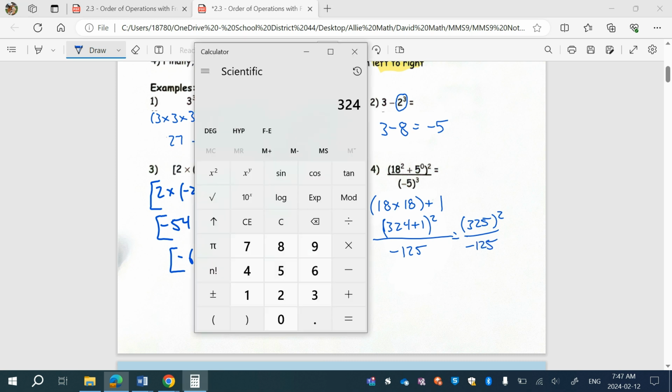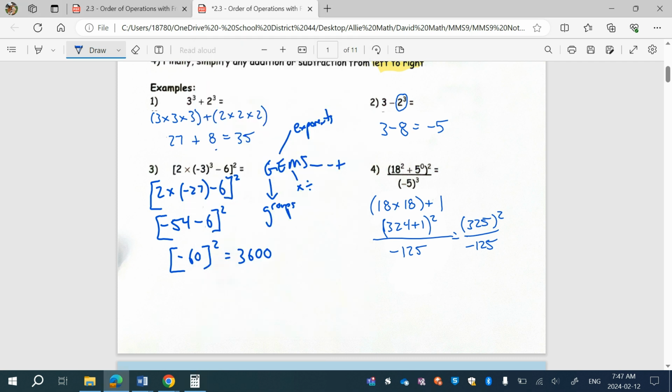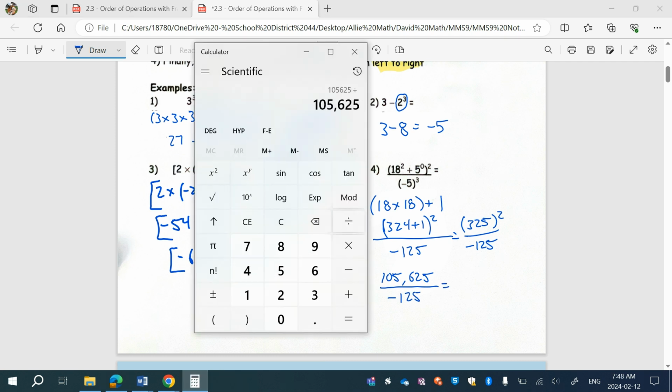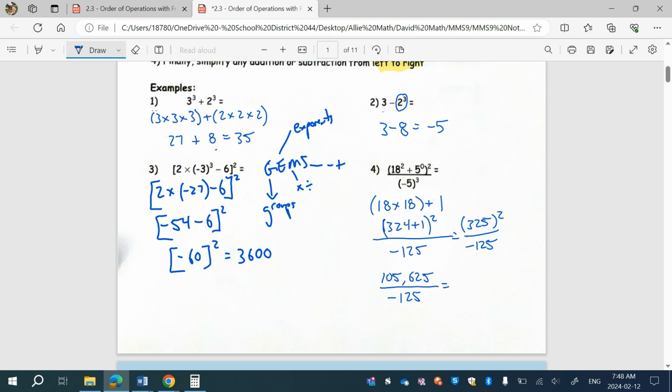So let's go 325 times 325 equals 105,625. So 105,625 over negative 125 equals, now I'm just going to divide this by negative 125, and we get negative 845.